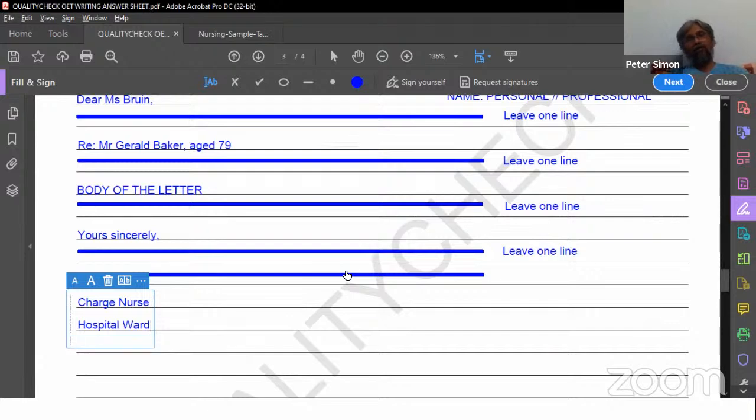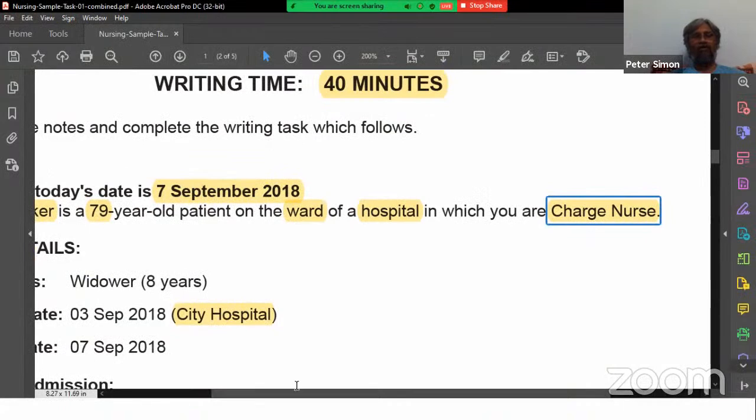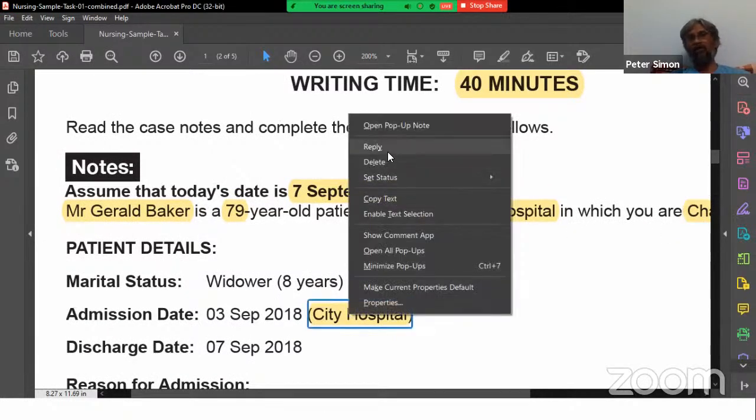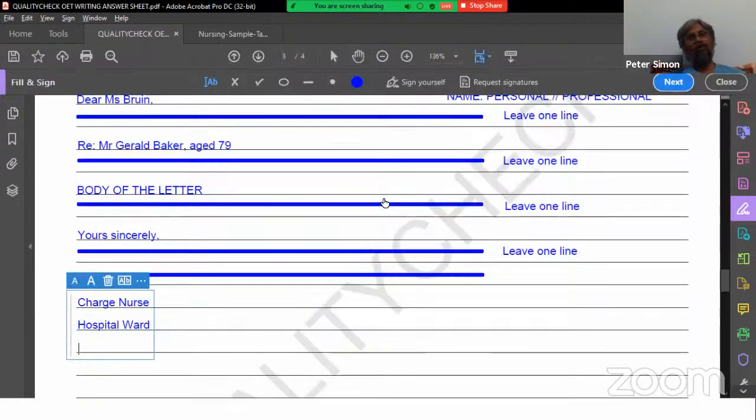Okay. What else, sir? What about the name of the hospital? The name of the hospital is given. Do you know that? Because it's important. The patient is in the city hospital, admitted in the city hospital where you are working, charge nurse. So city hospital, who will write this? Don't you think that it is important? People are struggling to get B grade, but you will get A grade if you write all the things which are necessary.